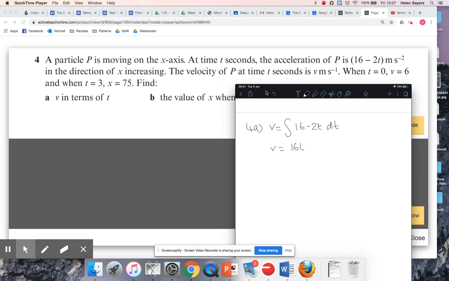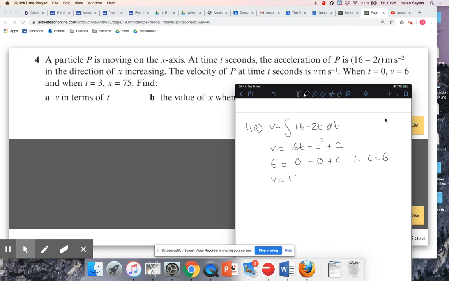So 16 is going to integrate to 16t. T is going to integrate to t squared. So when I divide by 2, I'm just going to cancel the coefficient of 2 that's already there. And don't forget plus c. Okay, so they've given me this information here, so I can evaluate what c is. So when t is 0, v is 6. So if I substitute that in, 16 times 0, 0 squared. So that tells me that c is 6.